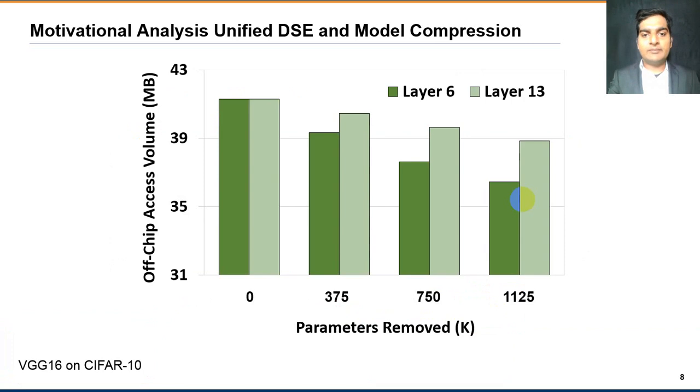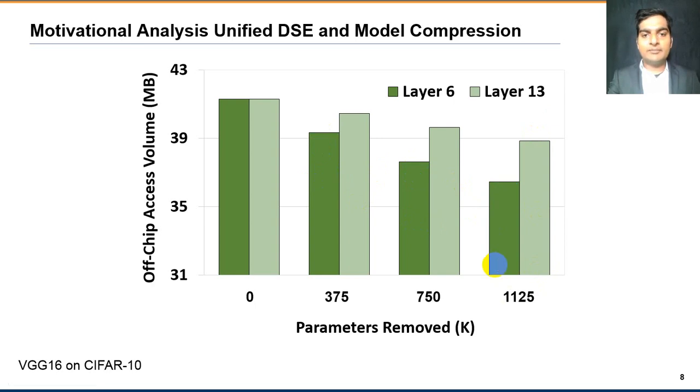We also demonstrate that pruning the same number of parameters from different layers results in different off-chip access volume. To show this, we compared the off-chip access volume of the VGG16 model after removing 2.5, 5 and 7.5% parameters from layer 6 and layer 13 and obtained 6 pruned models. Pruning the same amount of parameters from layer 6 provides greater benefits in terms of reduced off-chip memory access.